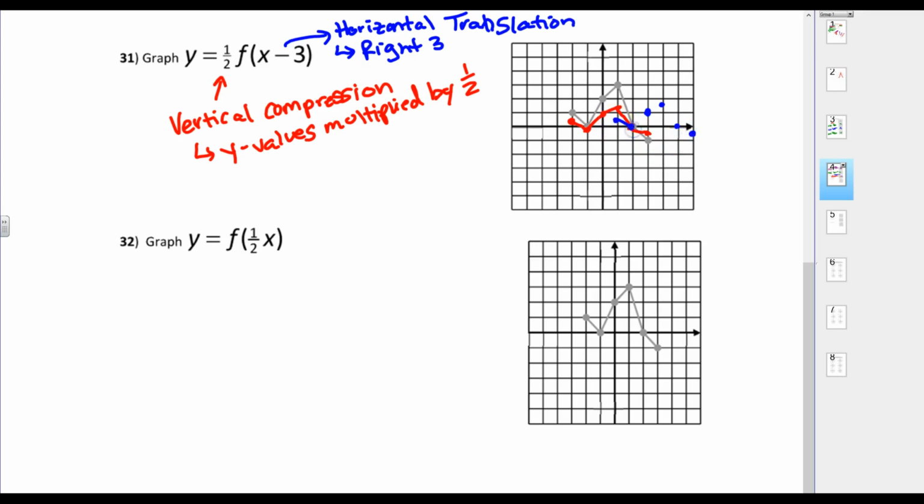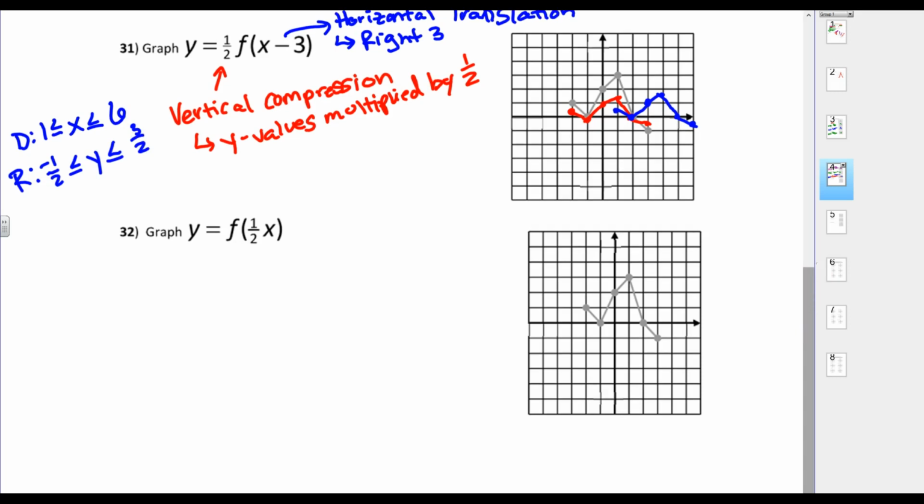So my domain and range are both going to change now, because my domain changed by everything going right 3. Now the furthest to the left we go is 1, and the furthest to the right we go is 6. Everything went right 3. Whereas with my range, everything got squished. The lowest we go now is -1/2, and the highest we go is 1.5 or 3/2.